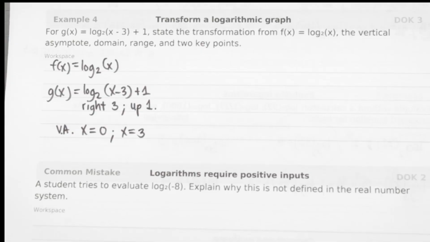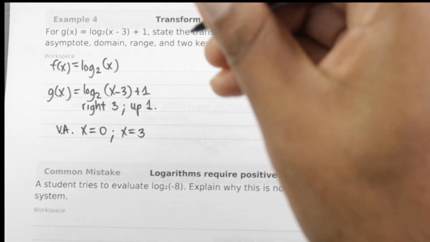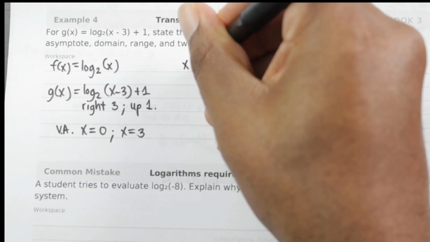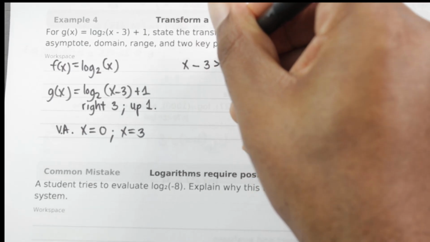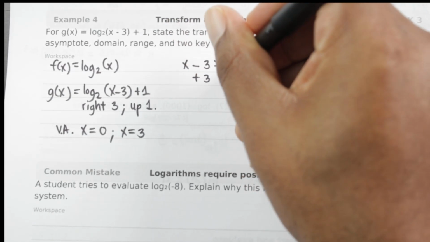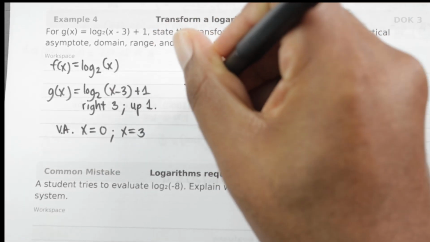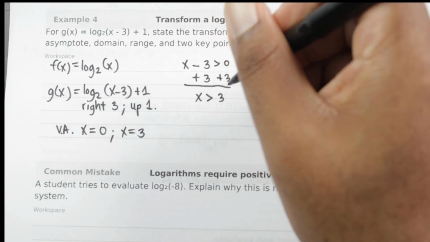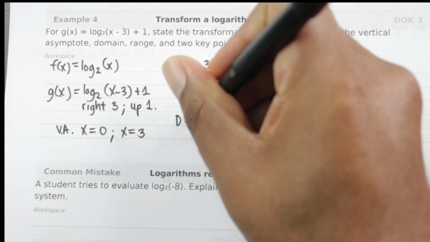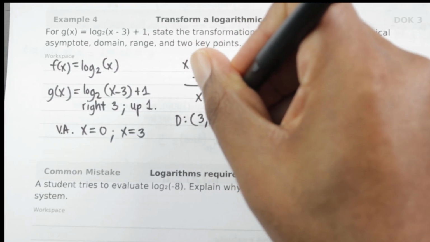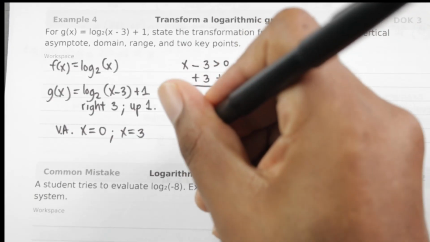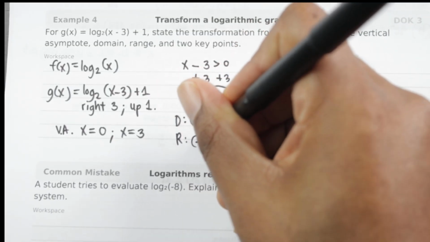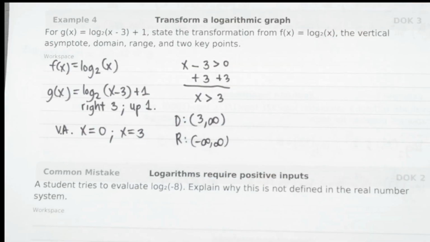Now the input, x minus 3, must be positive, right? So if the input must be positive, it must be greater than 0. So x minus 3 must be greater than 0. So we add 3 to both sides. x is greater than 3. So the domain is simply 3, comma, positive infinity. The range is still all real numbers. The range doesn't change. Negative infinity, positive infinity.